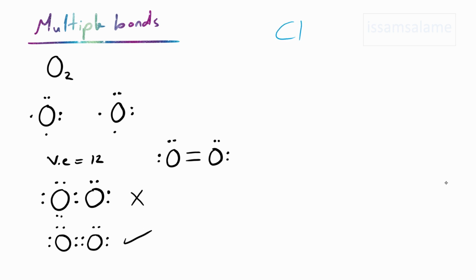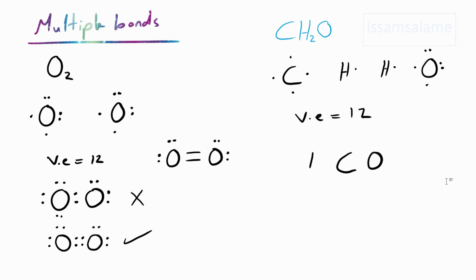Another example, methanal with formula CH2O. We draw the Lewis structure for all the atoms. Carbon with 4 dots, 2 hydrogens each with 1 dot, oxygen with 6 dots. We count the total number of valence electrons. Here we have 12. We place carbon at the center with the atoms around it. We place the shared pairs of electrons.